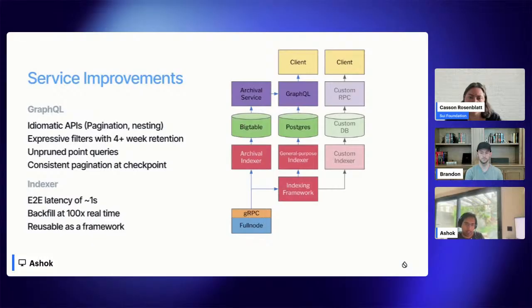Then on the indexing side, to give you an idea of the kind of things you can take advantage of building on top of the framework, the system that we're currently using is able to give us end-to-end latency from something happening on the chain to you being able to write it of about 1 second. And that includes the actual activity on chain. We can run this indexer at 100 times real time to backfill, which is much faster than we were able to. And it means that you can backfill the whole history of the chain in between 2 days and 2 weeks, depending on how much work the pipeline is doing.